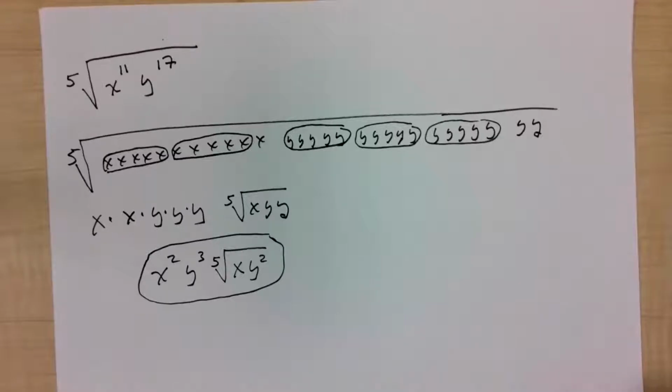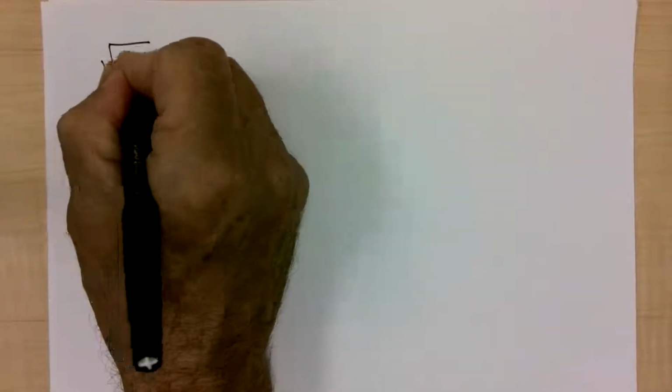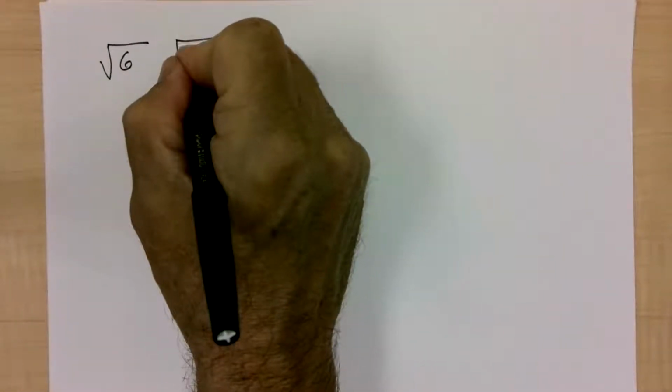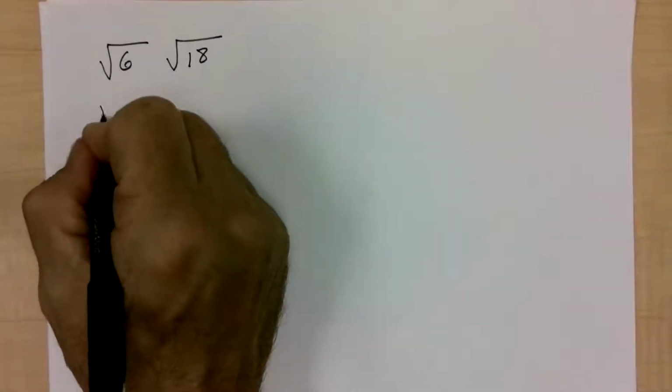Now, when we multiply radicals, you essentially combine them. So if I want to do the square root of 6 times the square root of 18. Well, 6 is 2 times 3.